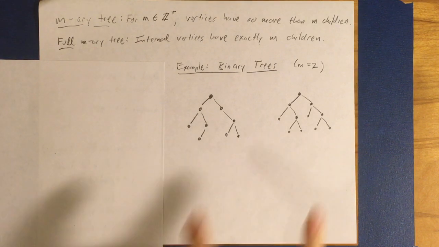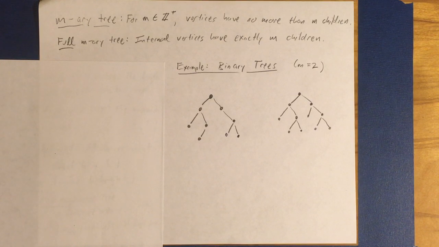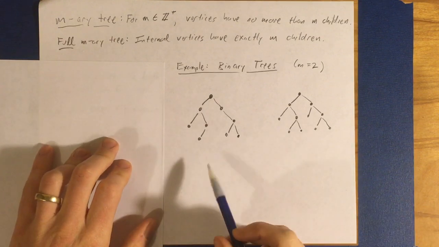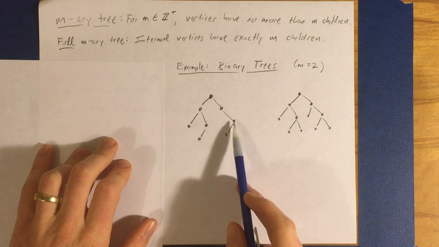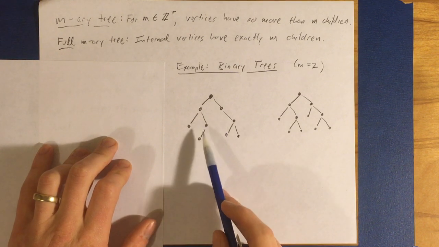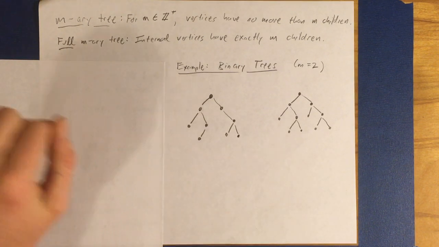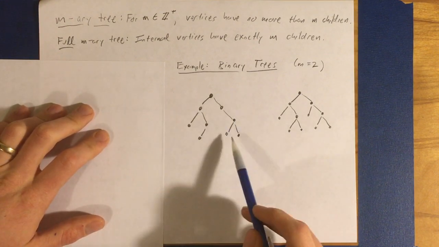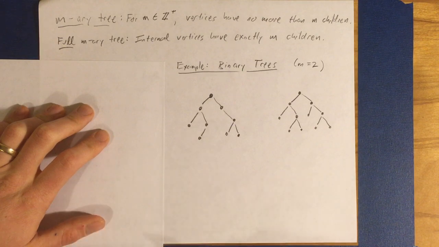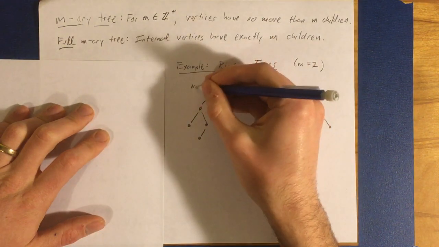You see in these graphs, our vertices have up to 2 children. They can have no children, like in the case of leaves, and some of them can have 1 child, like in the case of this vertex here that I'm pointing to, only 1 child. Also this vertex here, only 1 child. So since in the tree on the left, some of the vertices do have only 1 child, this is not full.